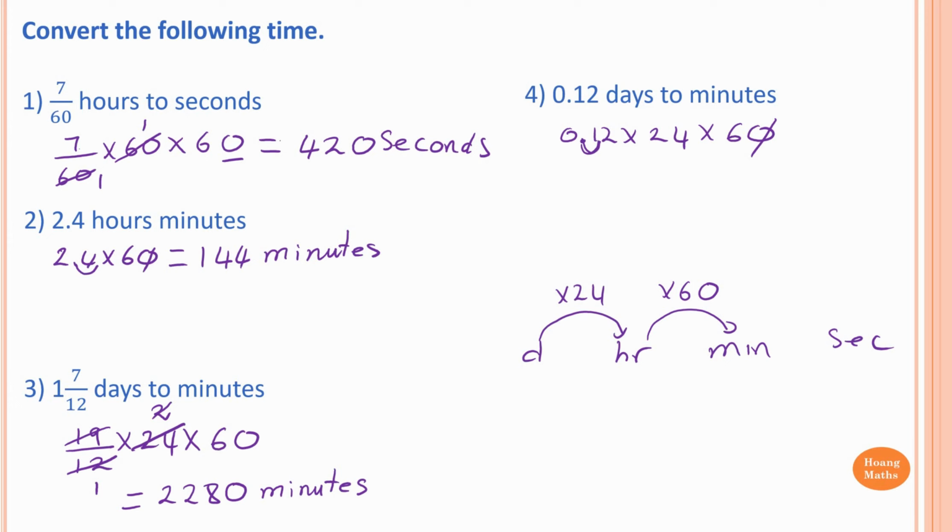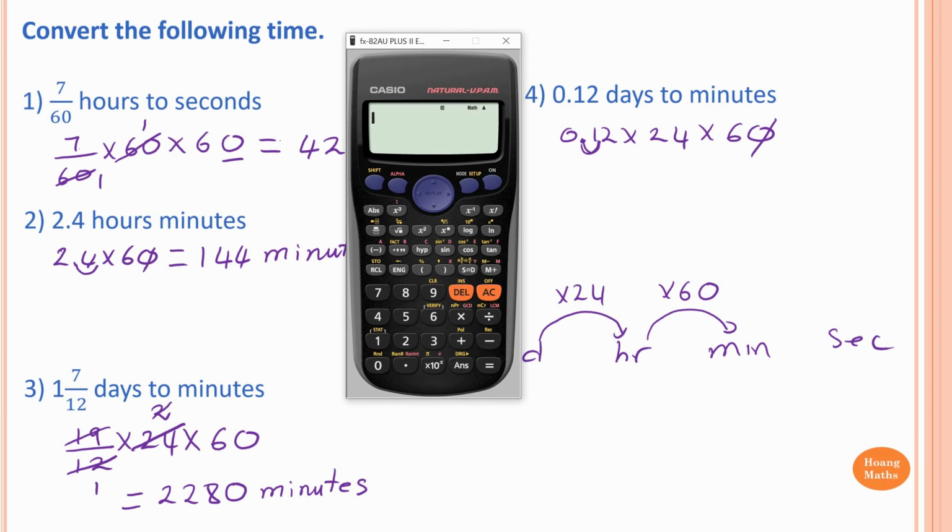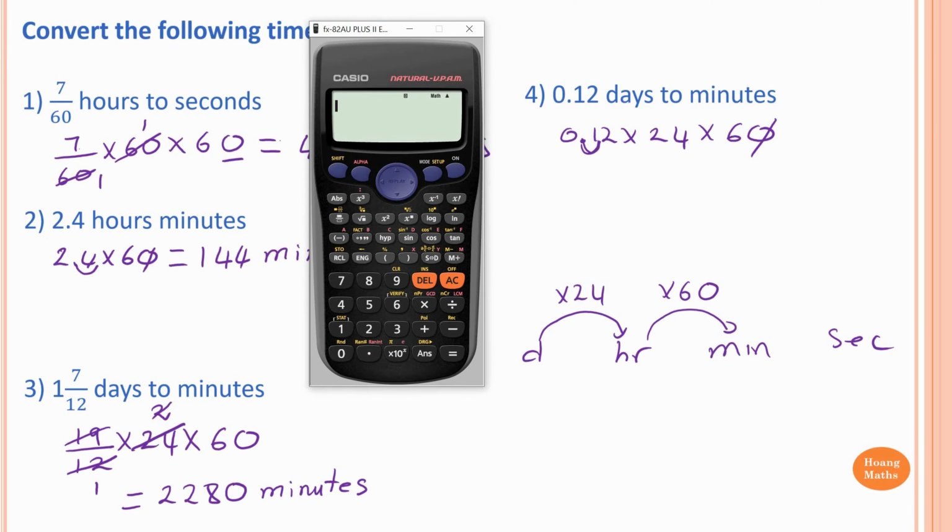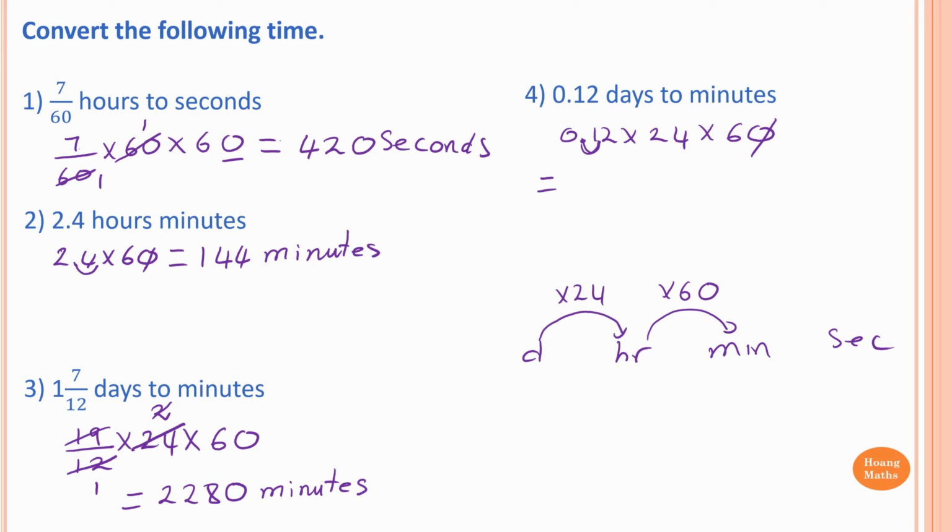Rather than do it manually, which takes a bit of time, I just put it in a calculator. But I write the working out. So make sure if you use a calculator, you also need to write this as well, okay? So I can just put 0.12 times 24 times 60. There you go, 172.8. So just write equals 172.8 minutes.